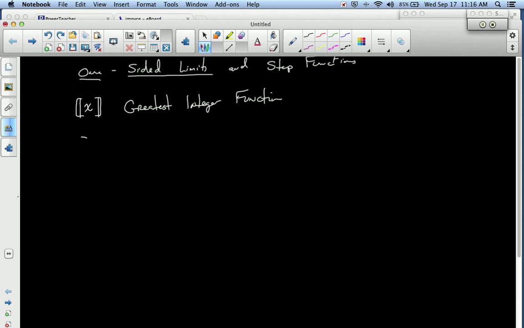Example, the greatest integer of 2.7. In other words, the greatest integer less than or equal to 2.7 is 2. The greatest integer less than or equal to 3 is 3. The greatest integer less than or equal to negative 4.2, be careful, is negative 5, right? You go to the left for less than. All right, so let's look at what this graph will look like then.